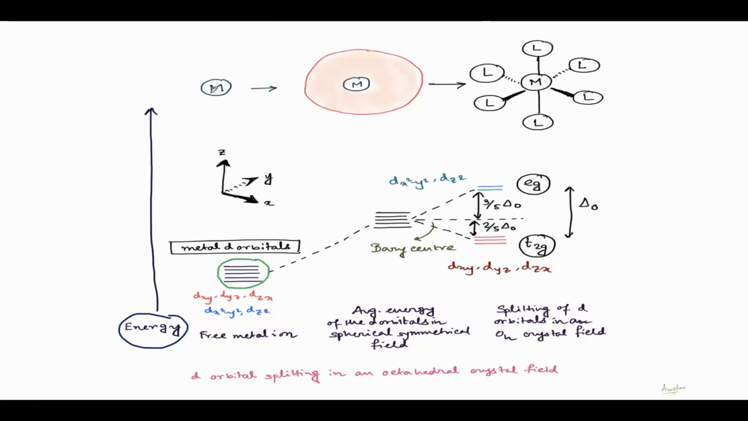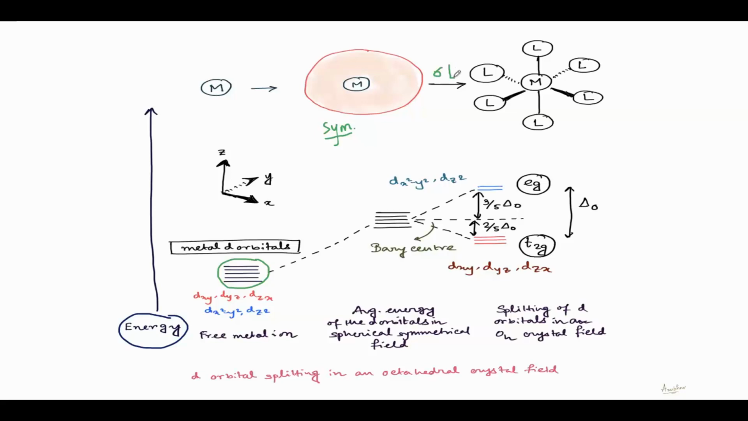Now, firstly, this is the metal atom which is isolated and in the gaseous phase. It is under the impression of a spherically symmetrical field, so symmetry is maintained till here. It is the spherically symmetrical electric crystal field around the metal center. In this octahedral coordination entity, we know the coordination number is 6, so 6 atoms of L will come and surround the metal ion.